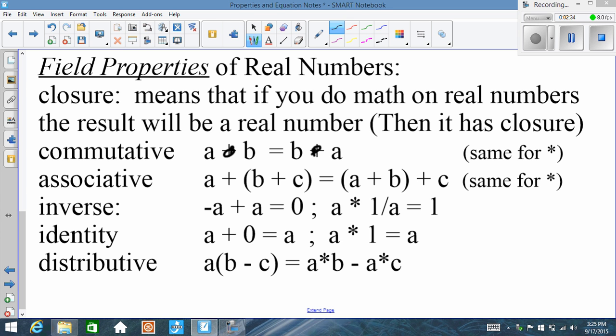Inverse of addition is the first one, this one here. Negative a plus a equals 0, always equals 0 for inverse of addition. And then a times 1 over a is equal to 1. That's the multiplication inverse property. Identity property, a plus 0 equals a, and that was for addition, and then a times 1 equals a, again, identity. You do math and you get the same thing. And of course, distributive property, a times parentheses b minus c, multiply both of the terms inside the parentheses, all terms inside the parentheses, with the a.